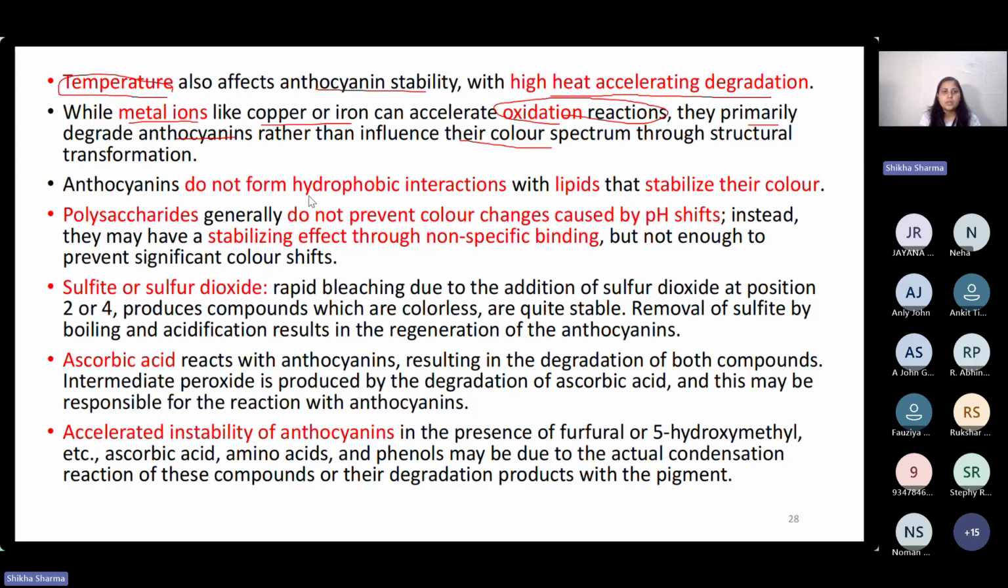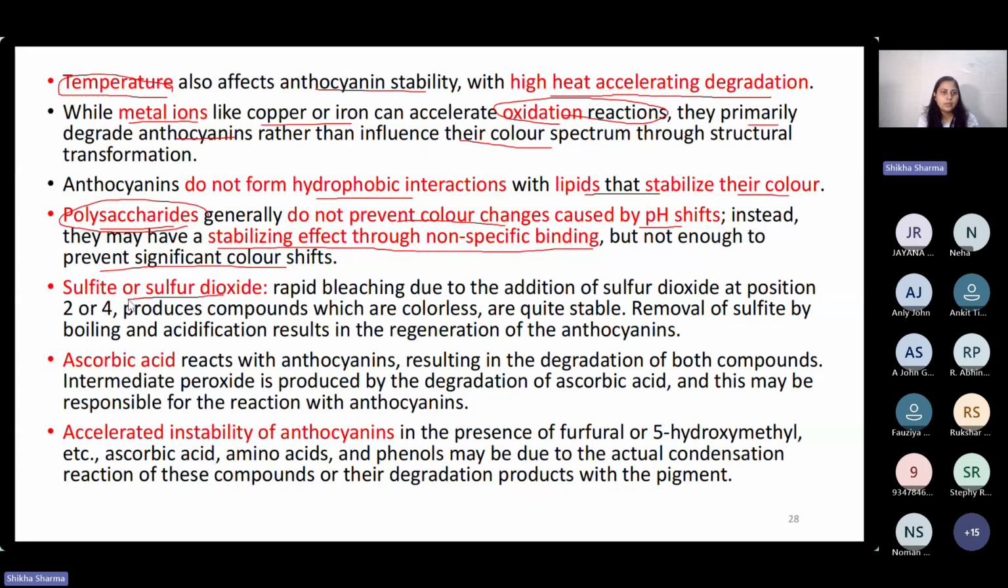Anthocyanin does not form hydrophobic interactions with lipids that stabilize its color. Also, polysaccharides generally do not prevent color changes caused by the pH shift. Instead, they may have a stabilizing effect through non-specific binding, but not enough to prevent significant color change. So it is not because of the polysaccharides that the color is not changing much.